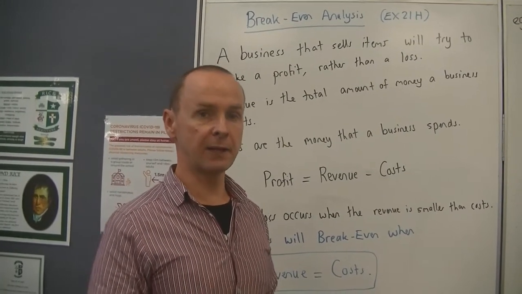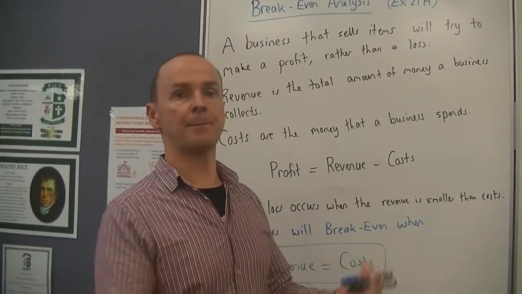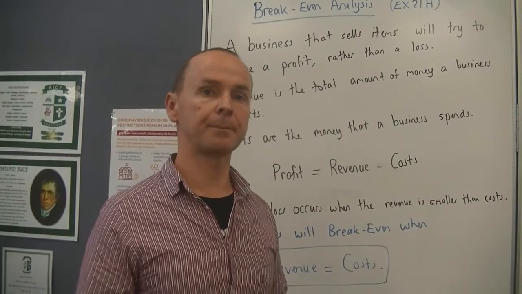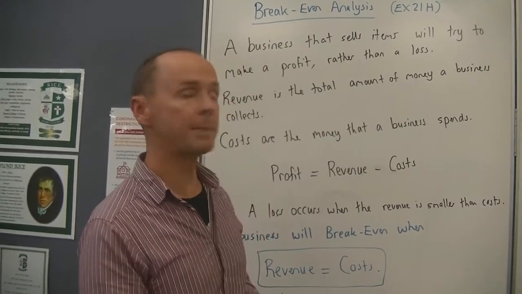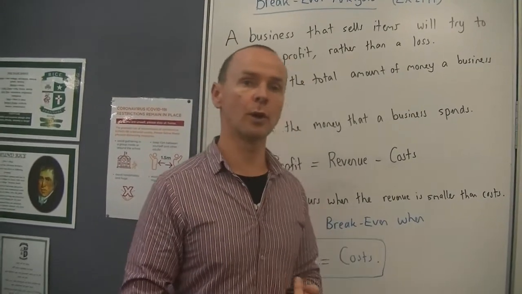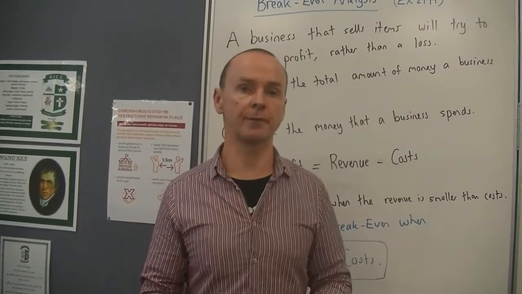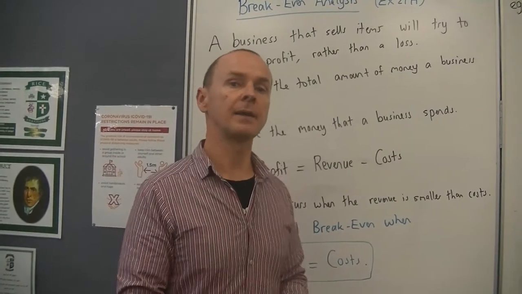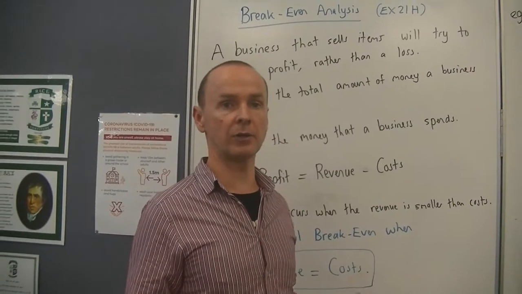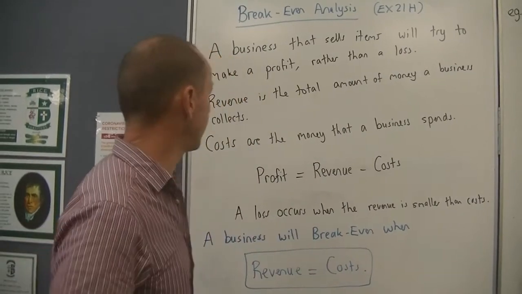So they might have fixed costs, so they might have cost of hiring a factory or something like that. And then they also have variable costs, so it might be things like wages, or if they're making t-shirts, the cost of the fabrics. So there's variable costs that depend on how many units they make, and there's also fixed costs which they can't change, things like hiring a factory or whatever.